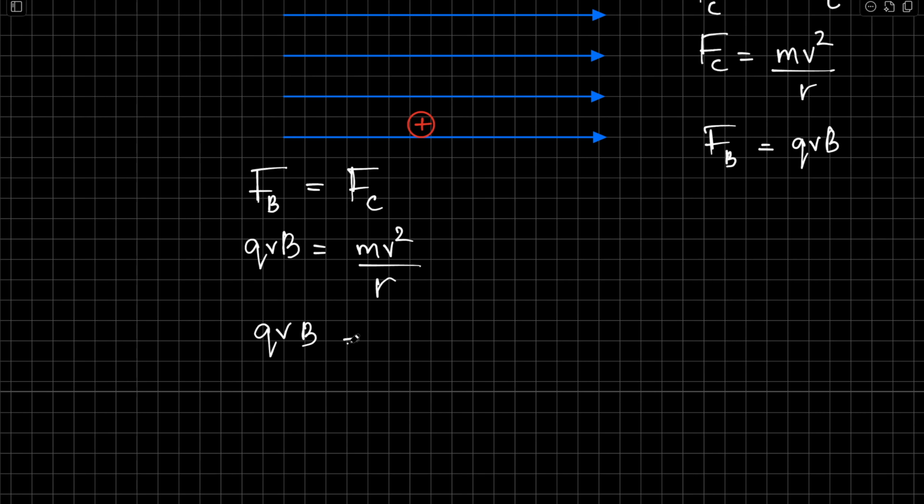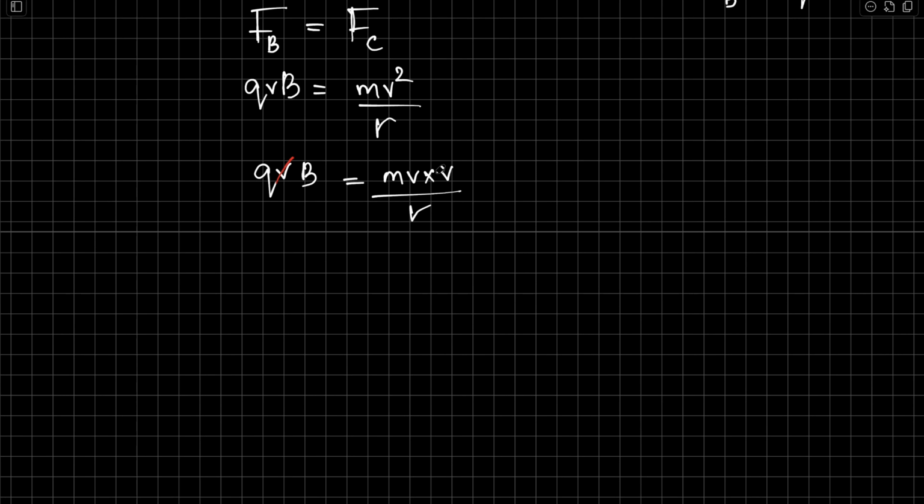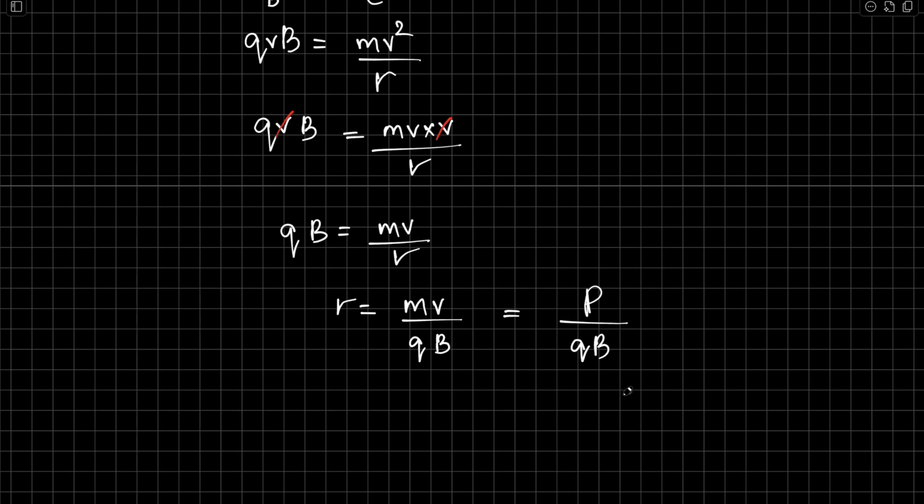qvB equals mv times v over r. We can cancel out this v and this v. The equation is now qB equals mv over r, and we need an equation for orbital radius r. So r equals mv over qB. Mass times velocity is momentum, so it's p over qB. That's another equation for orbital radius r. If a particle is entering at an angle theta, then this v should be the y component, so r equals m vy over qB.